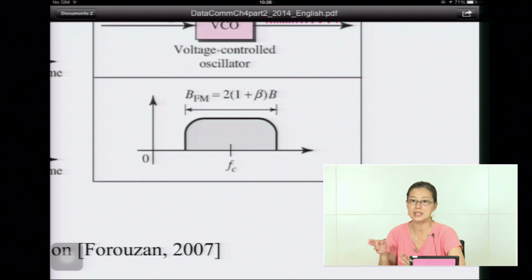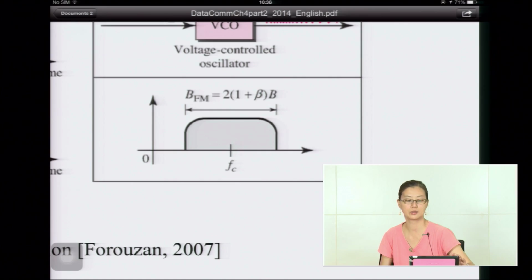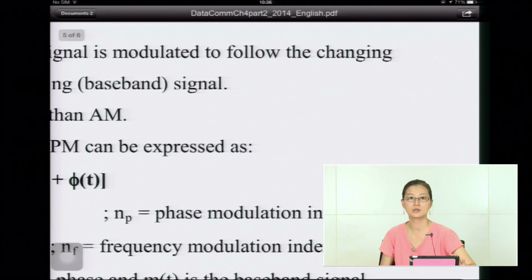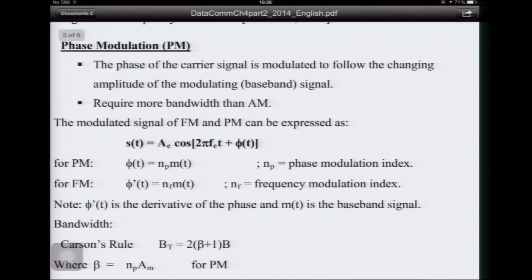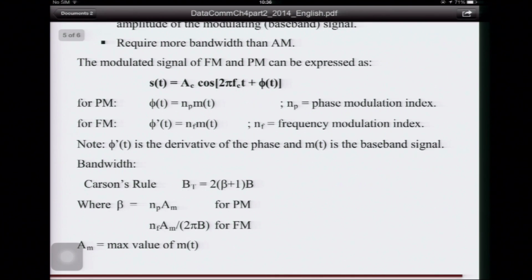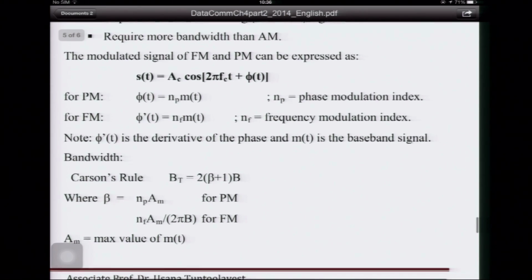Now the bandwidth of the signal is similar to AM, but it's more than AM, okay. Instead of only 2B, the bandwidth of FM is 2B multiplied by 1 plus beta, and beta is more than 0. So the bandwidth of FM is always more than the bandwidth of AM because beta is more than 0. Okay. Then we look at phase modulation. In phase modulation, the phase of the carrier signal is modulated to follow the amplitude of the baseband signal. Okay. This one again requires more bandwidth than AM.